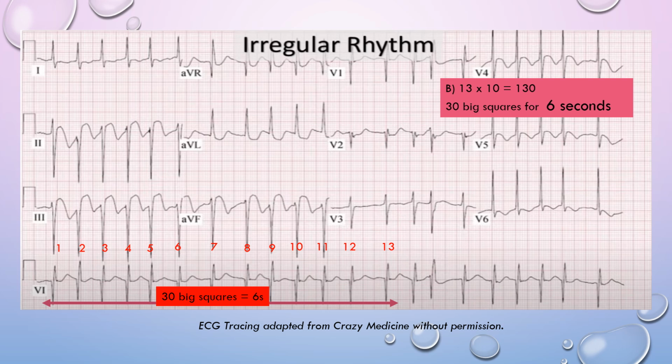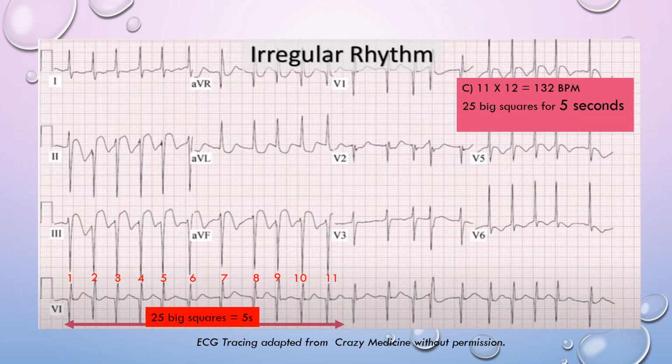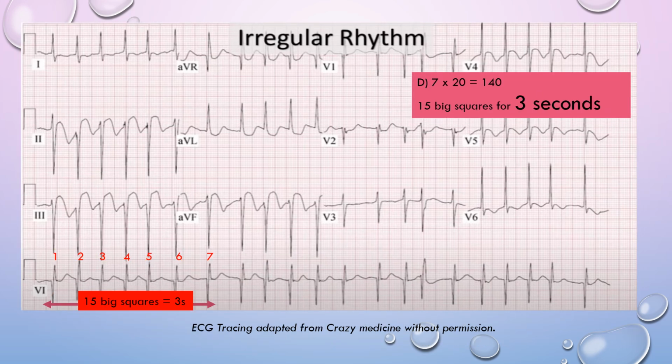So in this other panel, I'm just counting for 6 seconds, and that is 30 big squares. These 30 big squares are straddled by this bidirectional arrow, and I have 13 complexes, and in order for me to get the number of beats per minute, I have to multiply by 10. Here I'm using 25 big squares, and that means I'll be counting for only 5 seconds. Then I'll need to multiply the number of RR peaks, which are 11 here, by 12. And that gives me the rate.